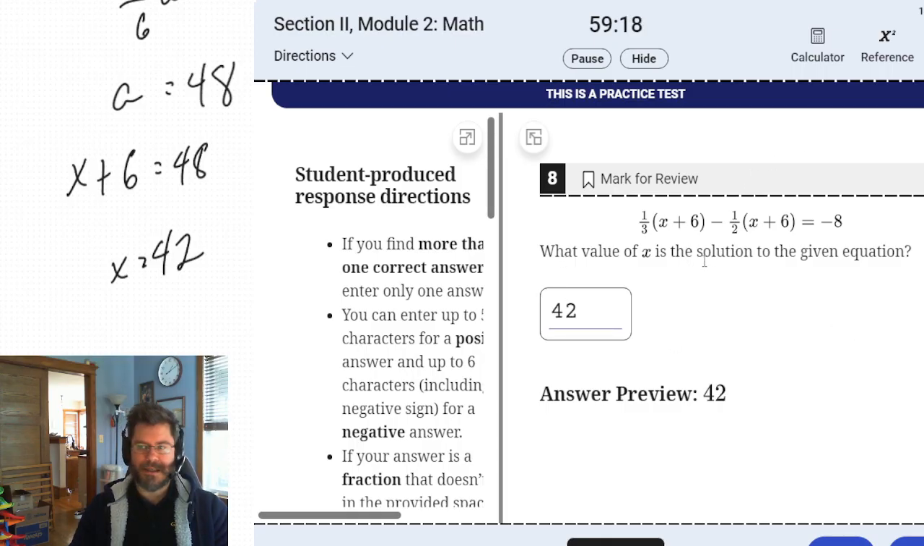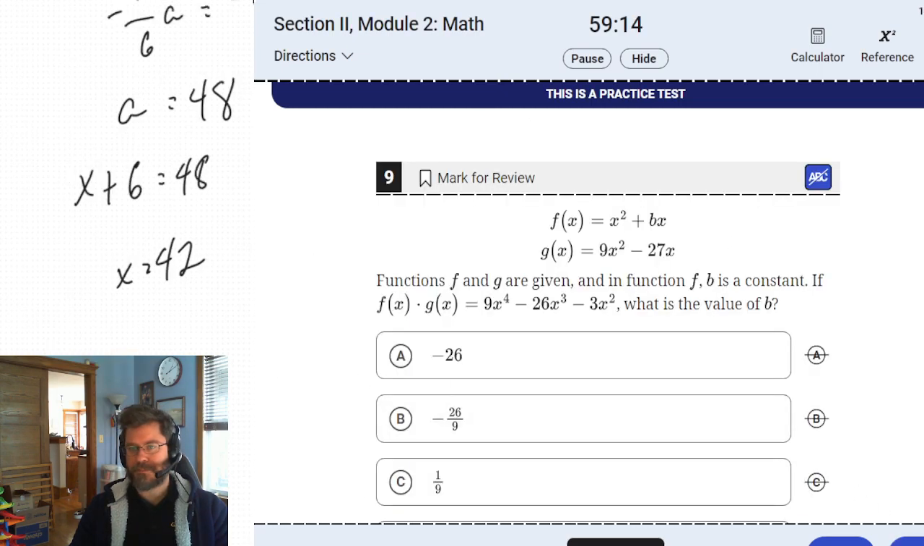And you could plug it back in to double check if you really cared to. I'm not going to take the time.